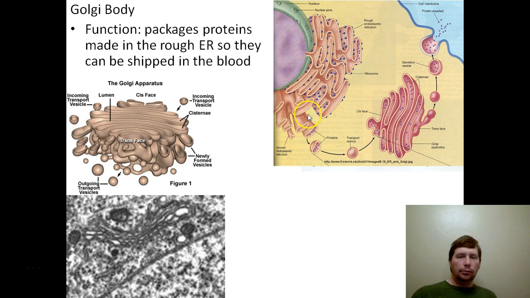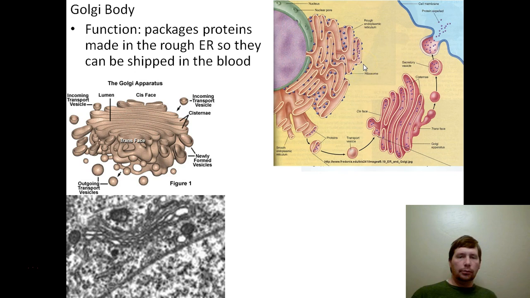So here we have the rough ER, and this rough ER is going to make a protein. And this protein, after it's been made, is going to go to the Golgi body. And the Golgi body is going to put a special package on that protein and then send it out of the cell so it can then travel through the blood.